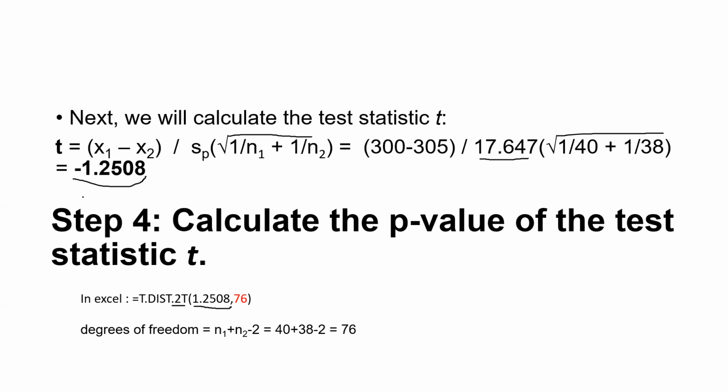So for the t value, although I calculated it and it became negative, in Excel I can always use the absolute value of that. Instead of negative, just put 1.2508, ignoring the negativeness of that. Comma, it is asking you what is the degrees of freedom. So degrees of freedom is sample size 1 plus sample size 2 minus 2. So that is my degrees of freedom, 76. Put it there. And then I calculate the probability now.